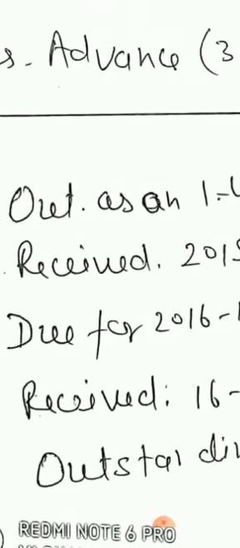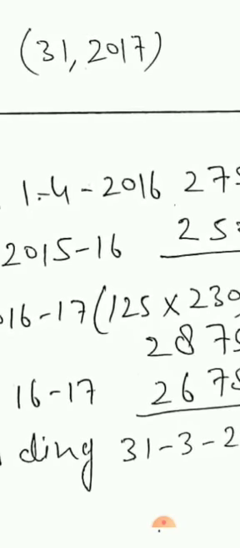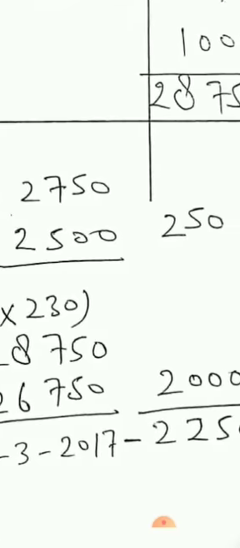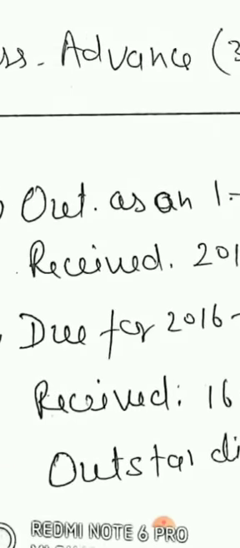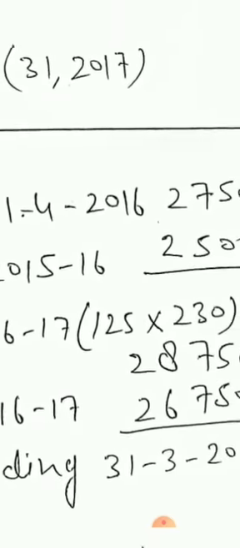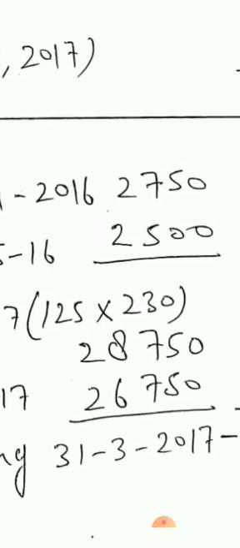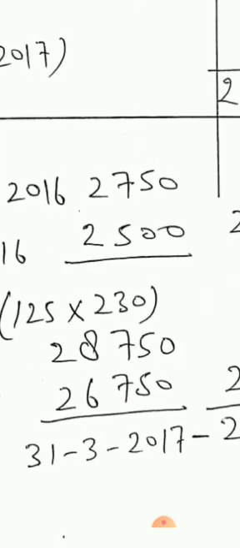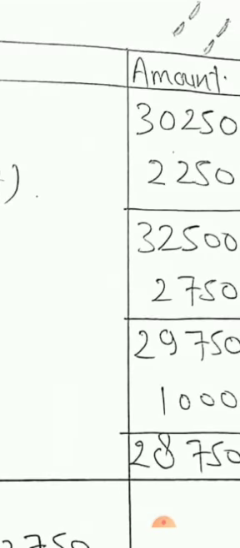Then due from 2016-17, because we have 230 members at 125 rupees each. Then the amount we needed to receive is 28,750, but we received only 26,750. Then the due amount is 2,000. Old due 250, this year due 2,000. Total 2,250. That amount we are showing in this statement, 2,250.